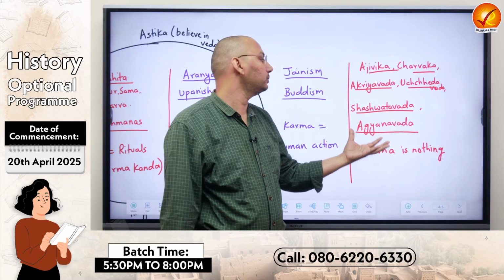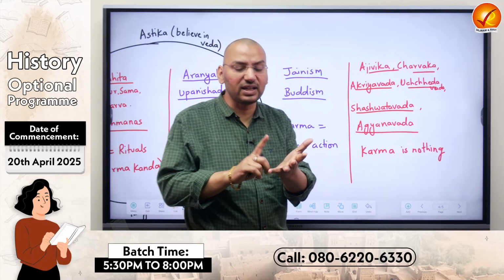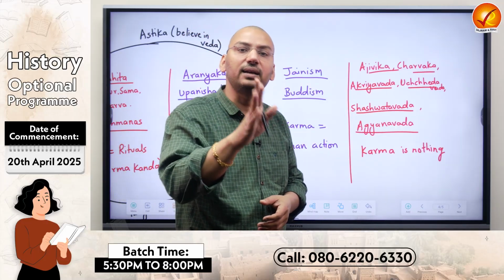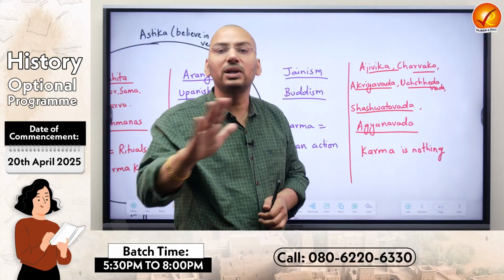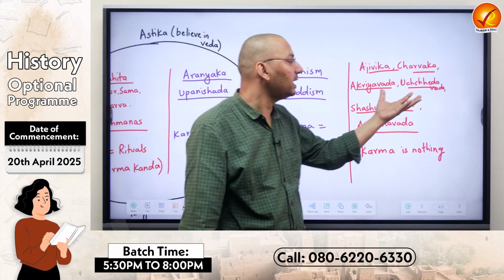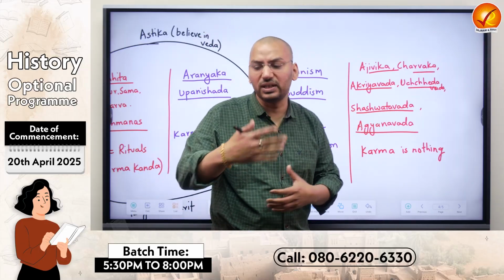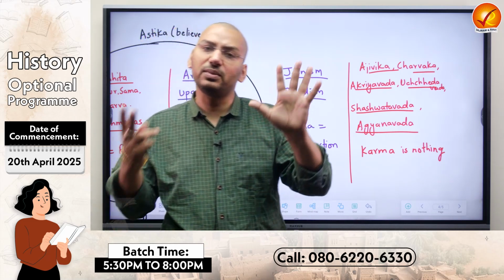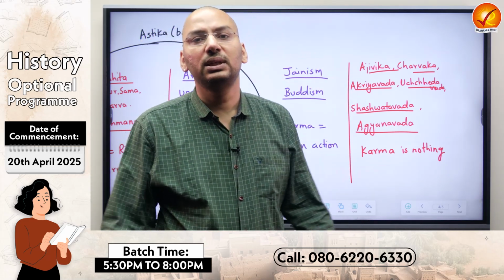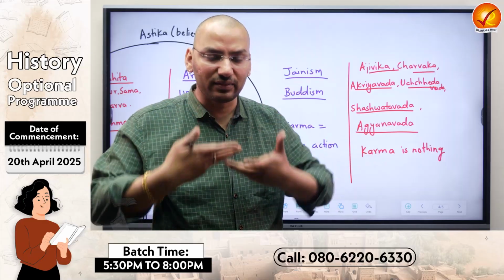Theory of karma is rubbish. Uchchedvad: whenever an event ends, it ends. Whenever life ends, it ends. You will take no rebirth. No rebirth. Uchchedvad, annihilation. Shashvatvad: everything is permanent. The 7 materials, all 7 are permanent. It is just the interplay of the material.